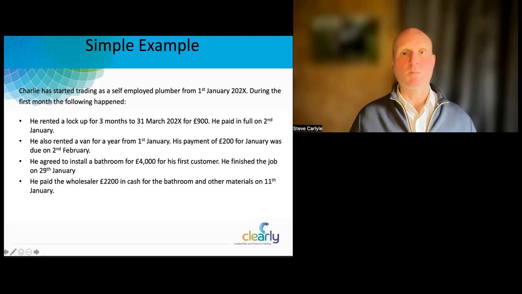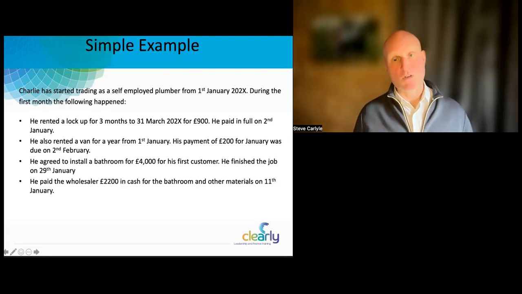So Charlie had to buy all of the equipment, the bath and the basin and the toilet and all the tiles and grout and everything else that he's needed. He had to buy it all for cash. So he paid the £2,200 cash in the first month, in the month of January.